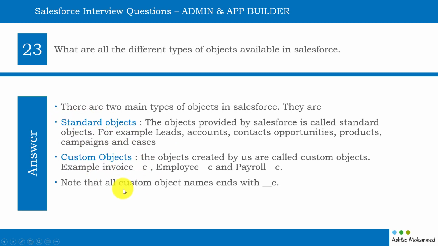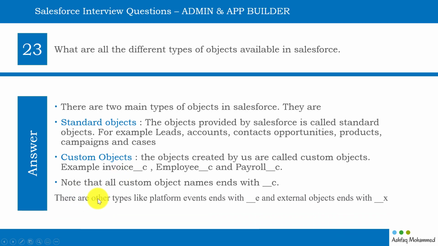If the interviewer asks you if there are any other objects apart from standard objects and custom objects, then you can answer this, right? There are other types like platform events. Salesforce has recently created platform events, which end with underscore E. E is nothing but events. And external objects end with underscore X. If we have Salesforce Connect and use that, then objects we create end with underscore X. So don't get confused. Don't worry about these two types right now. Just focus on custom objects and standard objects.